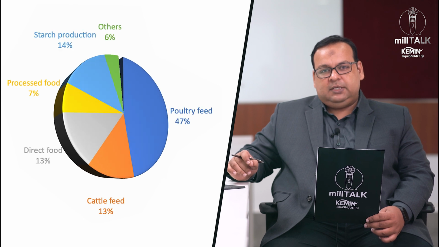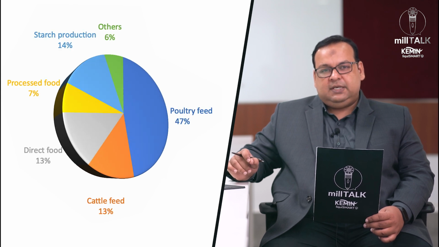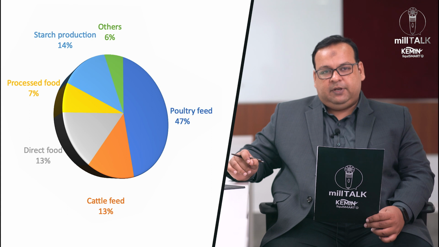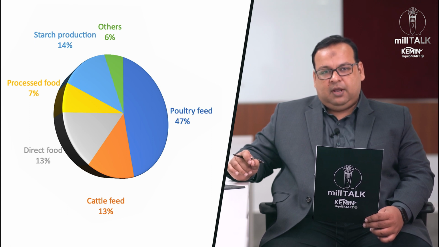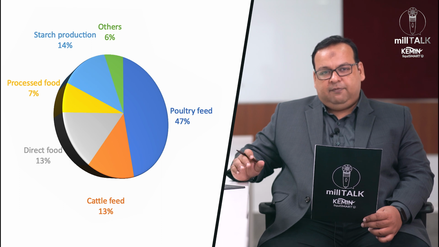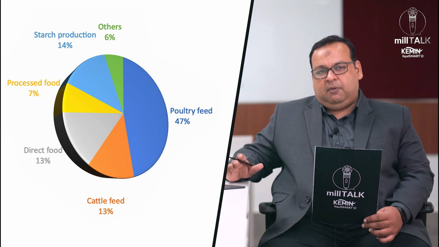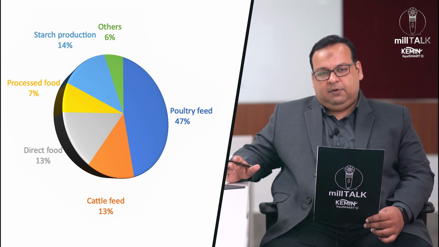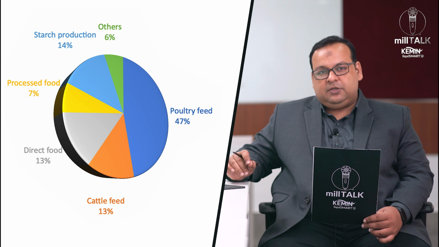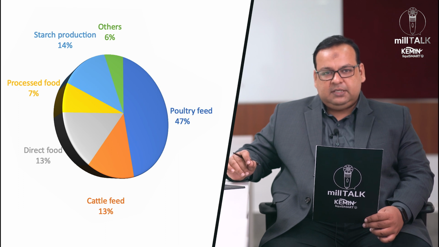47% of corn is consumed in poultry feed, whereas 13% is consumed in cattle feed. Food processing and direct food consumption also have a significant role. If you look at the last 5 years CAGR of maize consumption, it has grown by 11%, whereas the feed industry is growing by 6%. It means consumption of corn has also increased in other industries in a significant way.